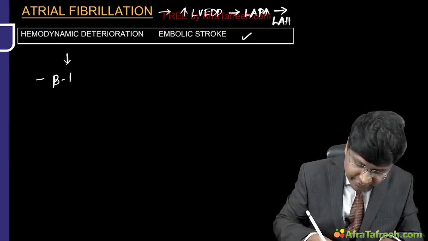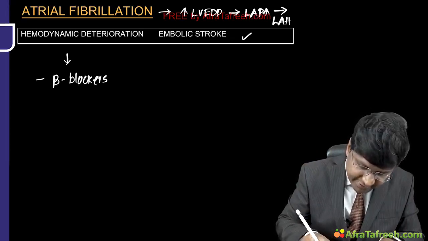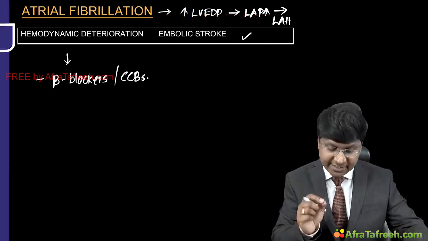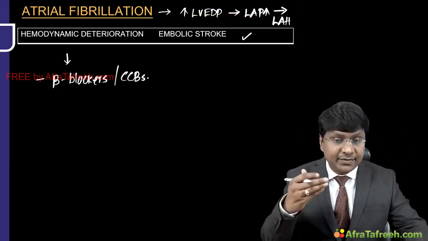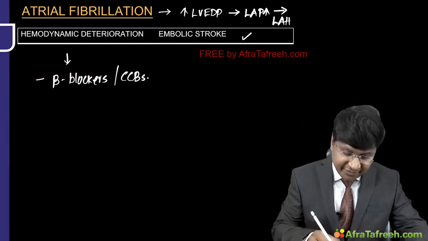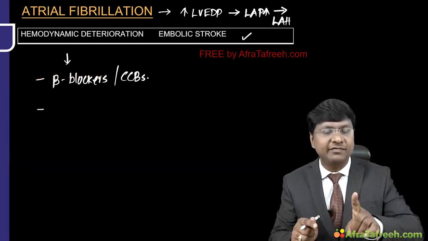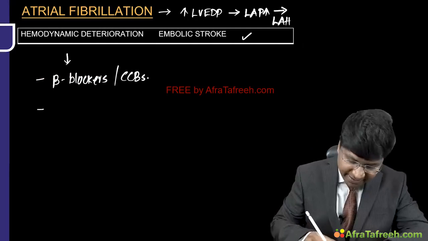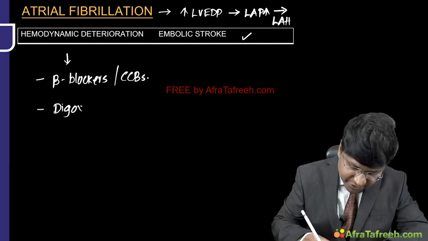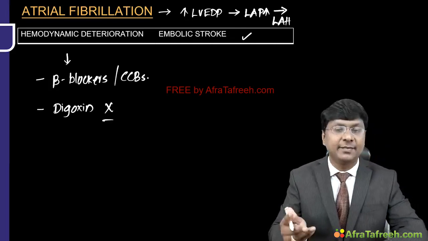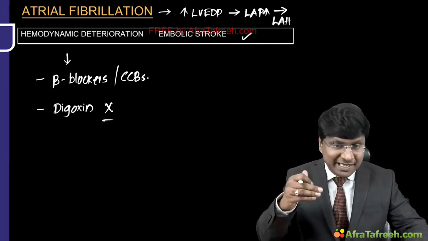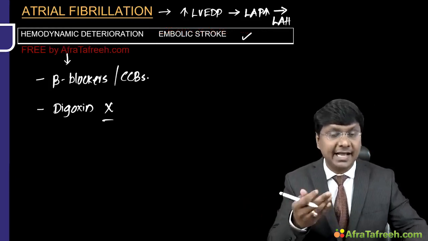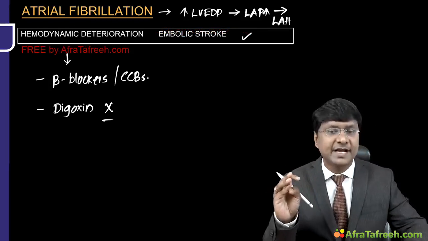So how can you stabilize this hemodynamic deterioration? You have to give beta blockers that will reduce the heart rate, or the other drugs, L-type calcium channel blockers, that will slow the AV nodal conduction and improve the symptoms within the individual. Very important point: usually in the treatment of atrial fibrillation, we give another important AV nodal blocking agent, digoxin, which is a cardiac glycoside. But here, in hypertrophic obstructive cardiomyopathy causing atrial fibrillation, digoxin should be avoided because it may increase the contractility and will further worsen the obstruction.